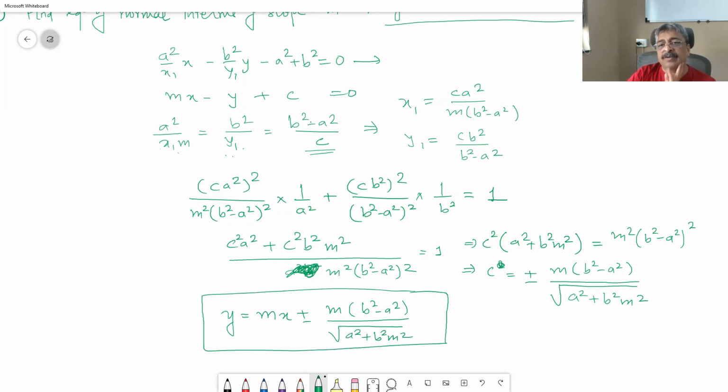And the points of contact we have already found out. These are the feet of normal or foot of normal. Write down those who have not done it.